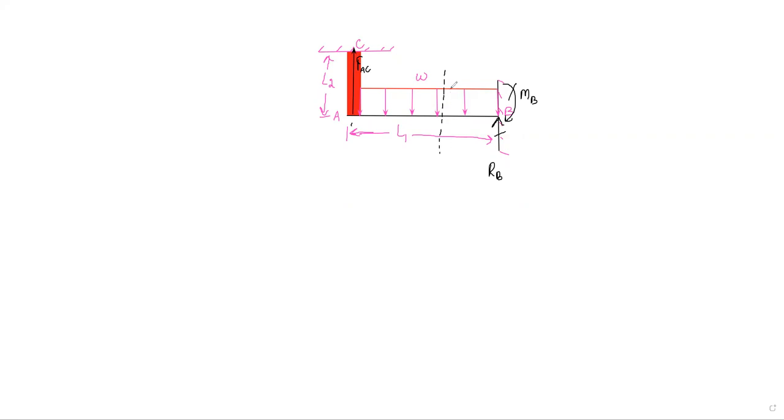Once we take a section out here, and let's suppose here the shear force is V and the bending moment here is M. Now, take the moments about an axis passing through the point where you have taken the section. The moment is M, which we are assuming at the cross section.